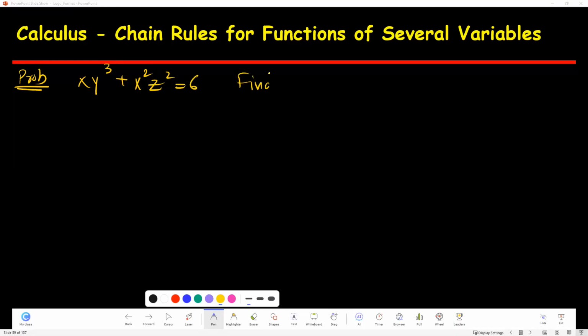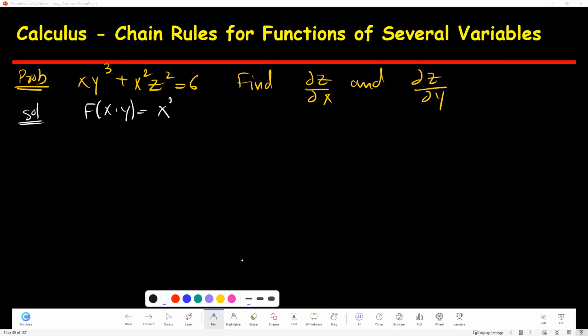Need to find, this time is given. Okay, what I'm going to do is pretty much the same steps. It's a little bit different function, but other than that, it's much simpler than the previous one. So I can just make my xy cubed plus x squared z squared minus 6 equals 0.